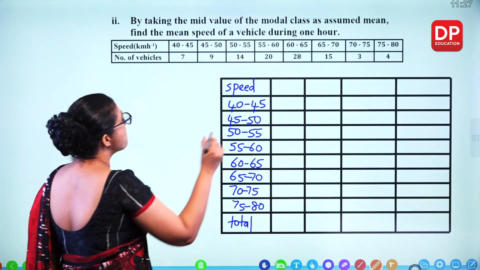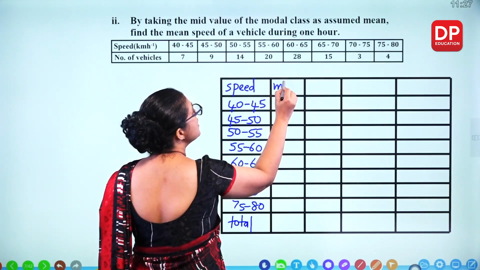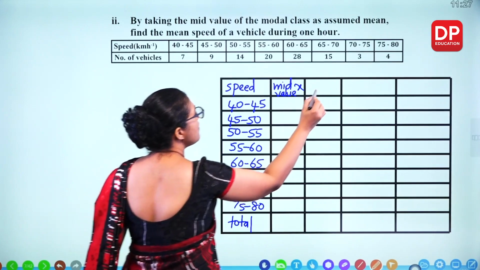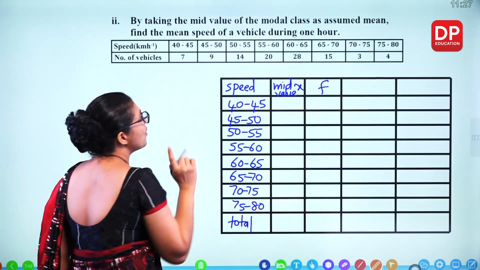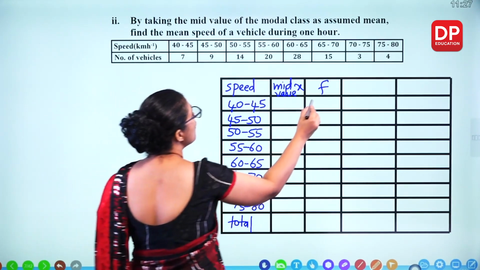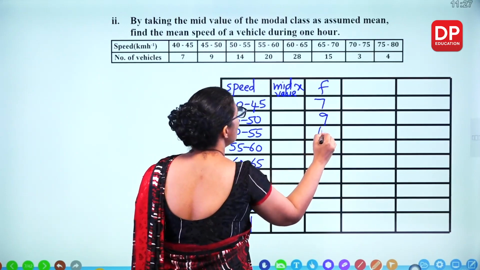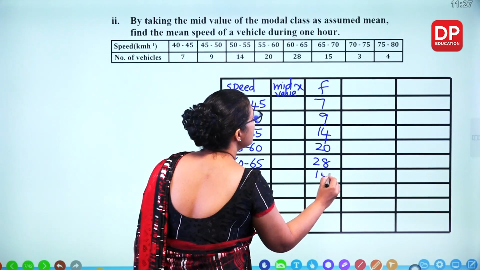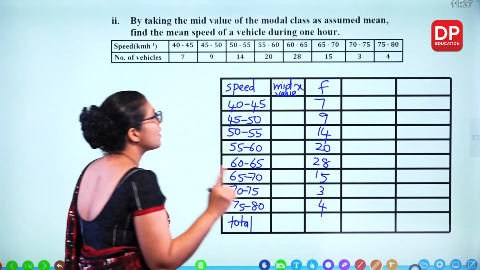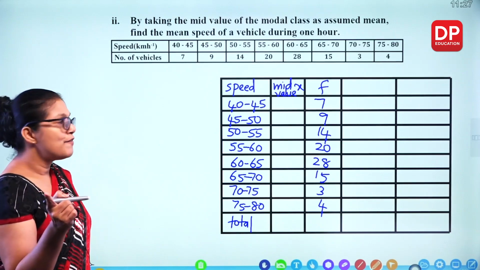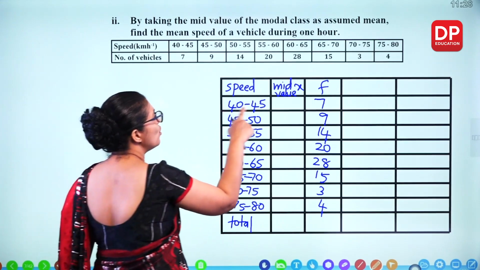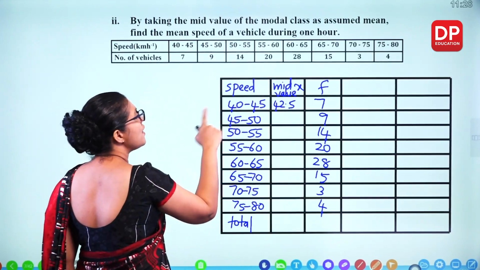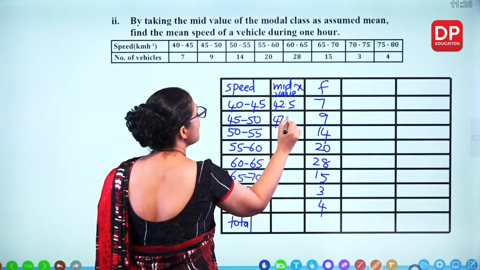And then you need mid values. That's the x value. And then frequency we can write down. So frequencies we'll write down first. 7, 9, 14, 20, 28, 15, 3 and 4. Mid value. So how you find out the mid value? Add and divide by 2. So you get 42.5. 40 plus 45 divide by 2. Here 47.5.